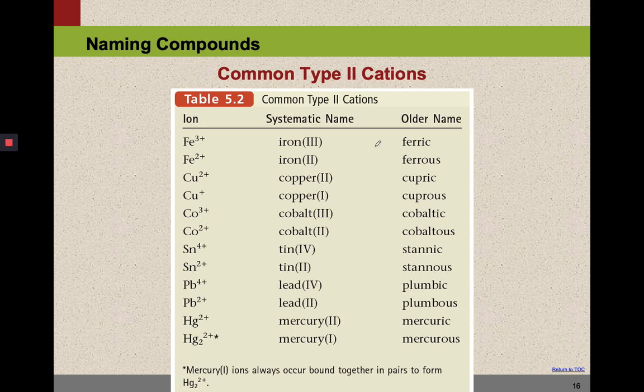In the old or the traditional way of naming these, they usually have the Latin name coupled with ic or ous. The ic is used for those elements which have the higher charge. If there are only 2 possible charges for iron, then iron 3 plus takes the ic form, so it's ferric. And the lower charge, Fe2+, is ferrous. For copper, you have cuprous.